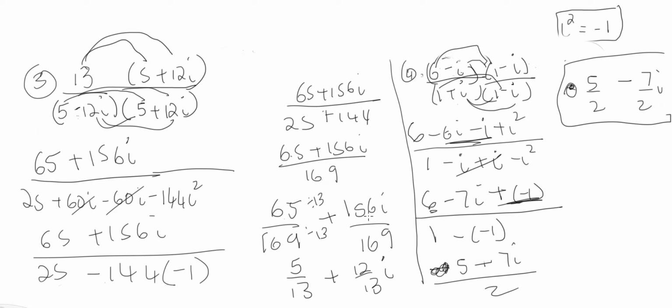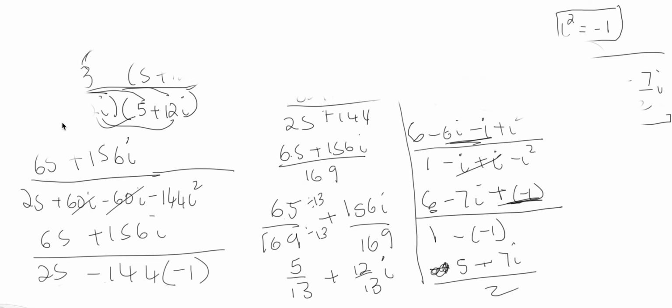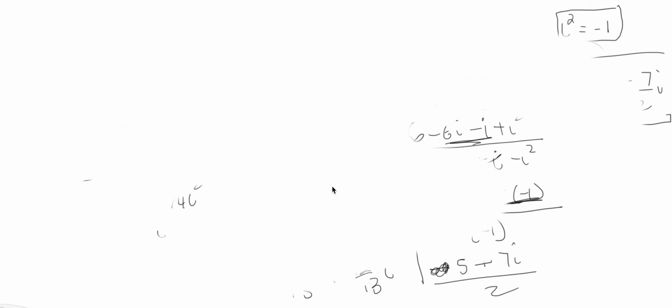Okay, so that is how we divide. Multiply the numerator and the denominator by the conjugate of the denominator, and then you simplify. All right, the next thing we are going to do is some simplifications of i's that have powers. So the goal is to change the power into i squared and then you simplify.